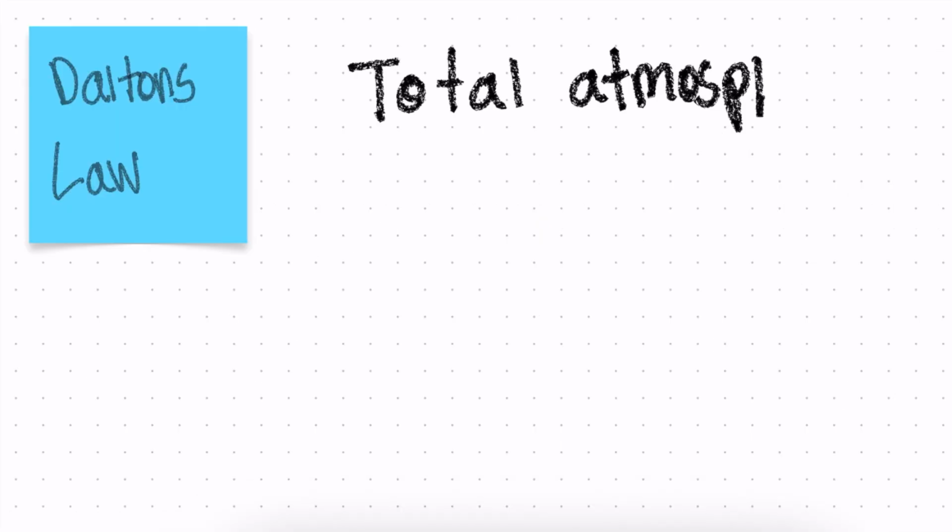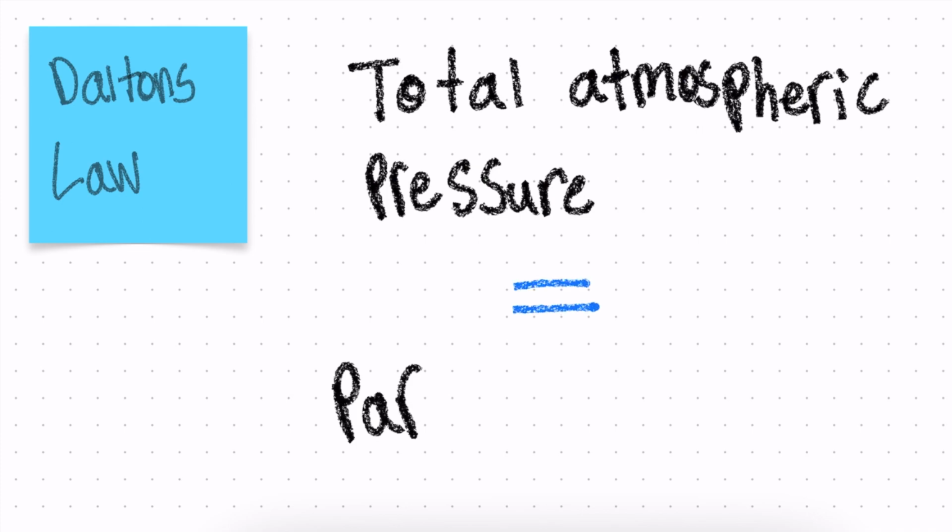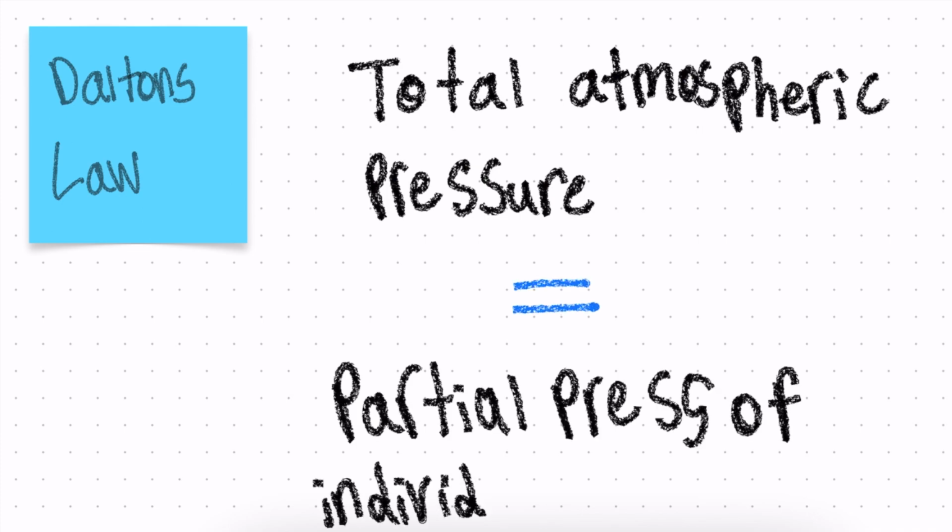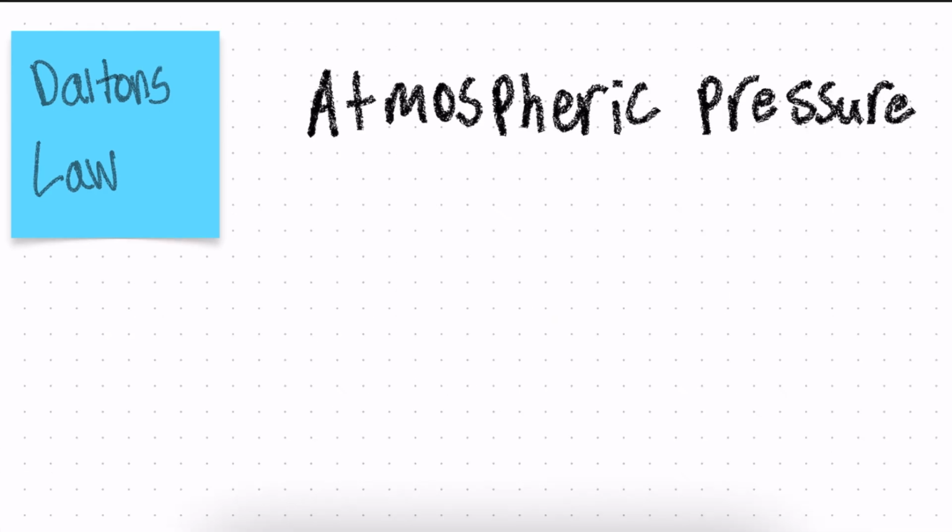Next, we've got Dalton's law. This law states that total atmospheric pressure is equal to the partial pressure of individual gases. So let me unpack that a little bit more. Atmospheric pressure is the air all around us.